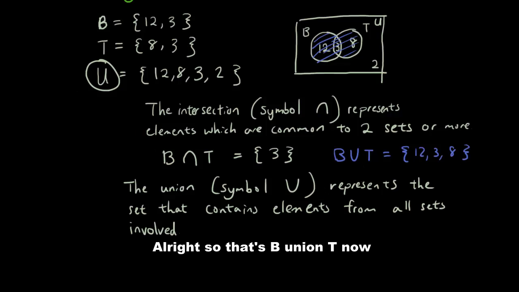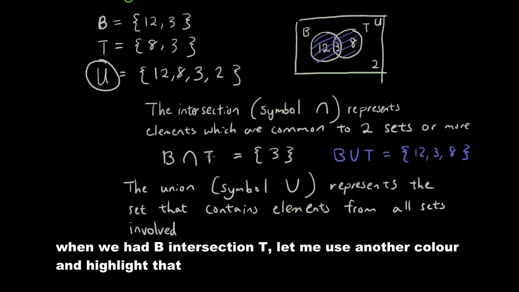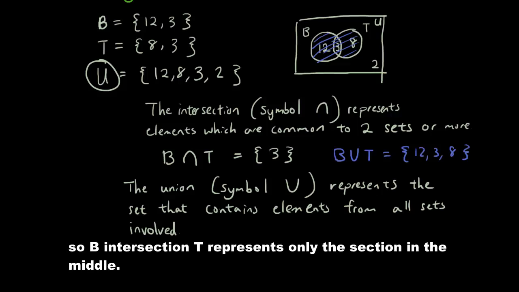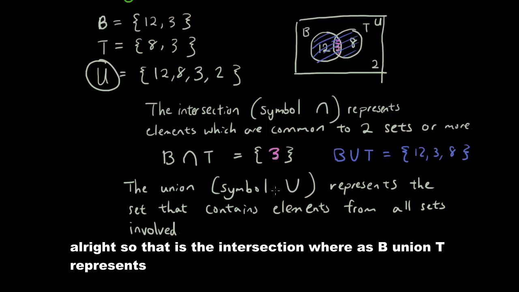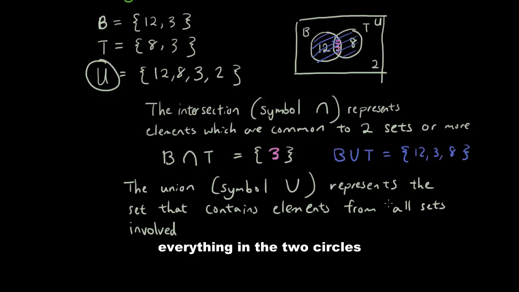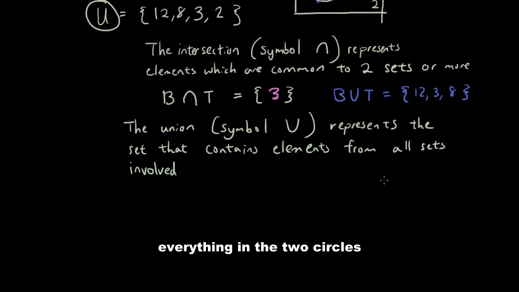Now, when we had B intersection T, let me use another color and highlight that. So B intersection T represents only the section in the middle. Right, so that is the intersection. Whereas B union T represents everything in the two circles. So that's union and intersection.